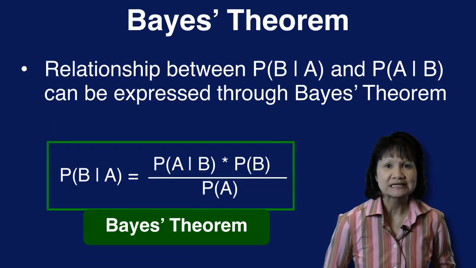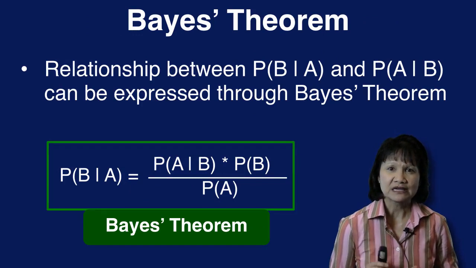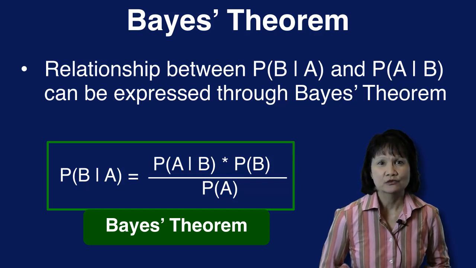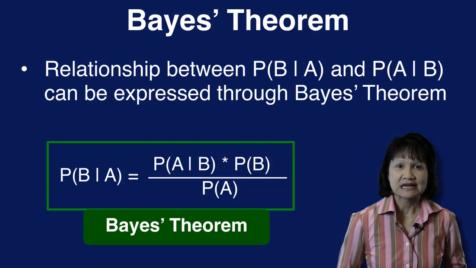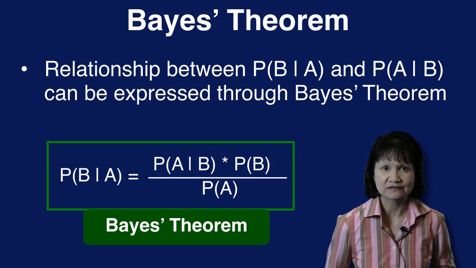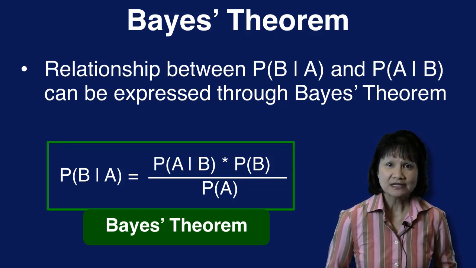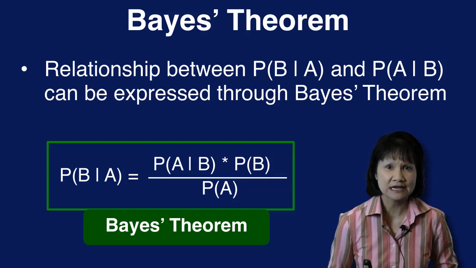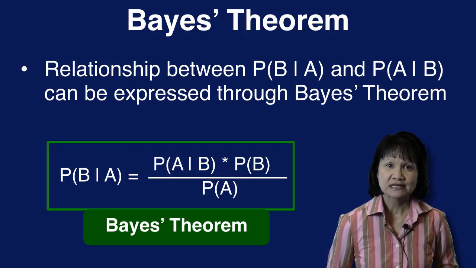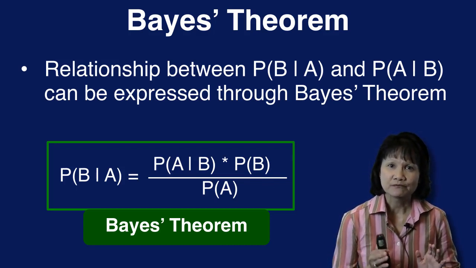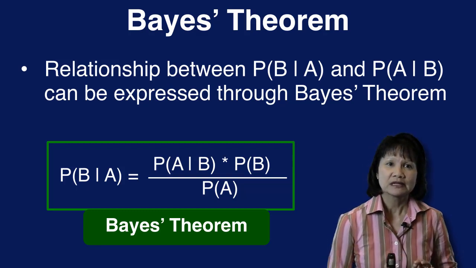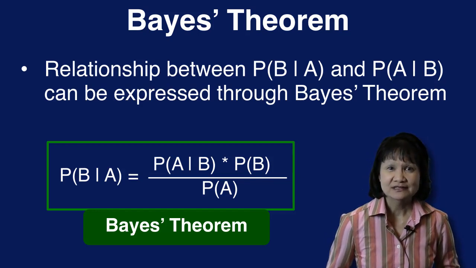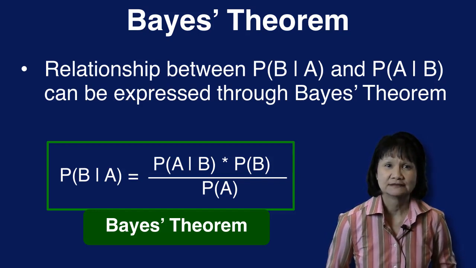The relationship between conditional probabilities P of B given A and P of A given B can be expressed through Bayes' theorem. This theorem is named after a reverend named Thomas Bayes who lived in the 1700s. It is a way to look at how the probability of a hypothesis is affected by new evidence gathered from data. Bayes' theorem expresses the relationship between probability of B given A and probability of A given B as shown in this equation. Bayes' theorem is also known as Bayes' rule or Bayes' law.